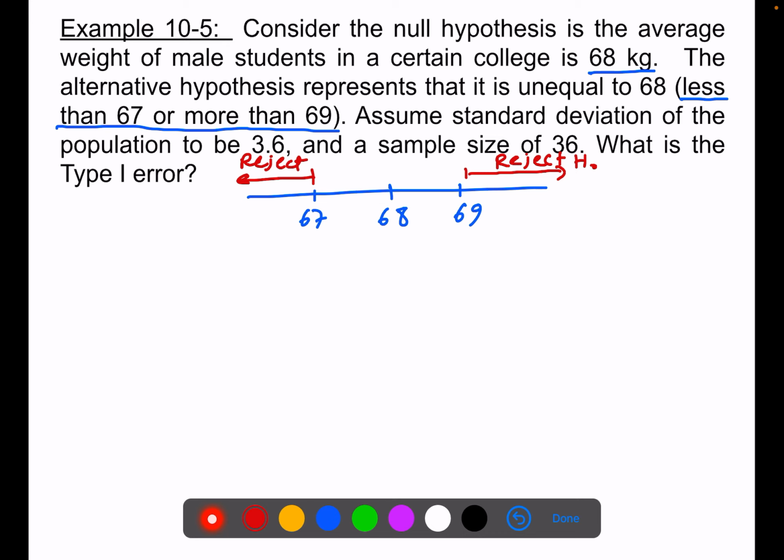Assume the standard deviation of the population is 3.6 and a sample size of 36. What is the type 1 error, right? So basically, we want to calculate the type 1 error, which means that we basically reject the null hypothesis by mistake, right? So what we are interested in is this area under the curve.